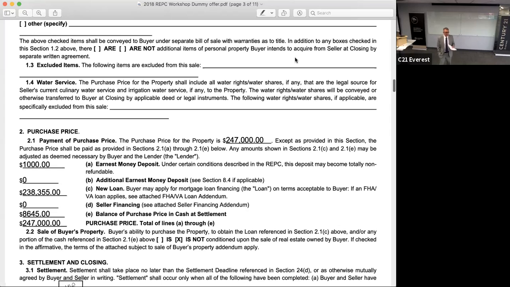Because of that, my sister just said, what do you think? Should we include the water share or not? Now, what would you guys say in that scenario? Should she include the water share and put it on the MLS as being included or not?